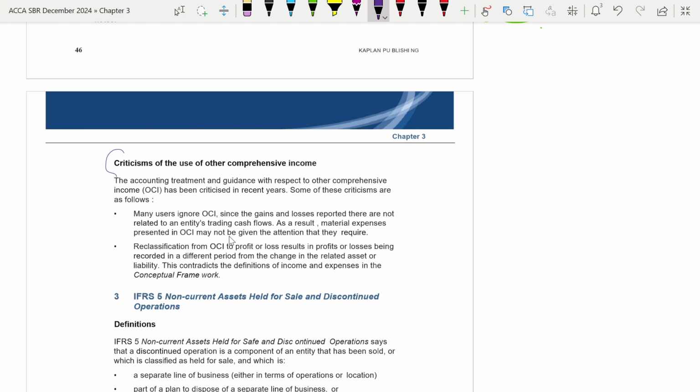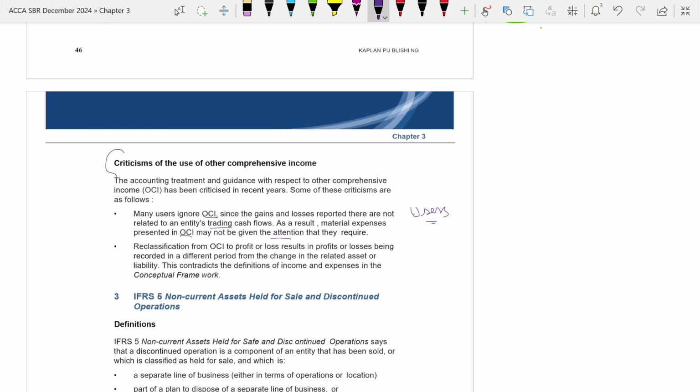People will criticize that many ignore OCI since gains and losses reported are not related to the cash flows. Most of the people say that, why are we using OCI? The material expenses present in OCI may not be given attention. Users will not give importance to OCI. Okay, OCI fine.